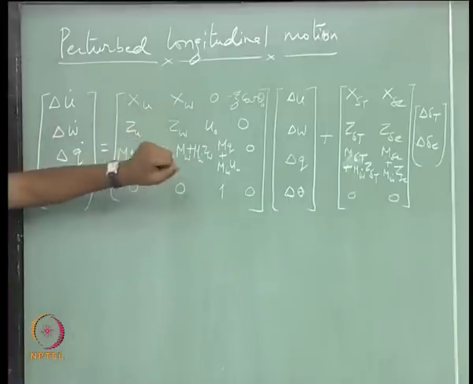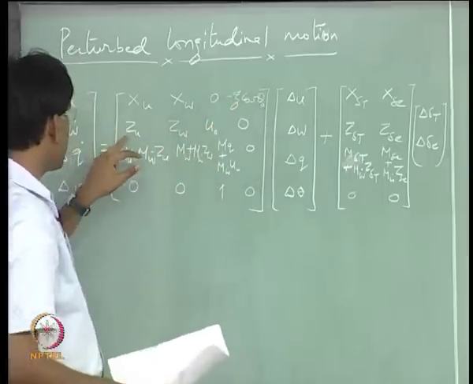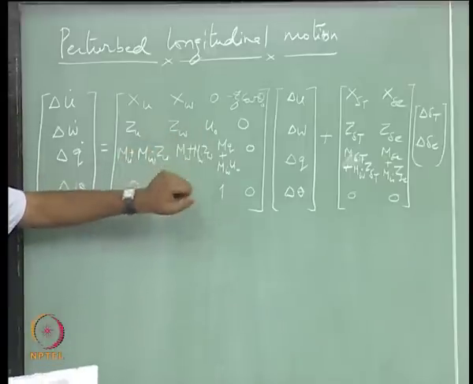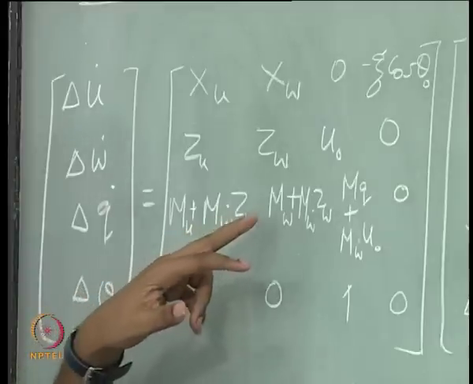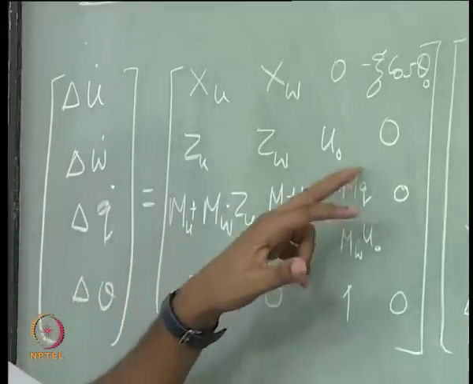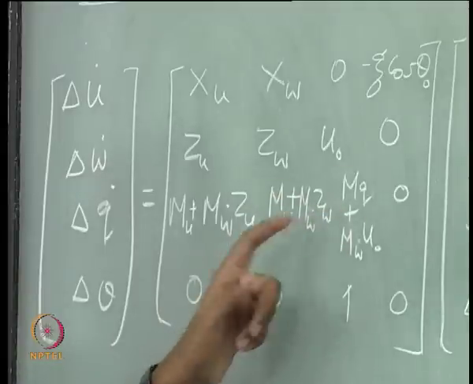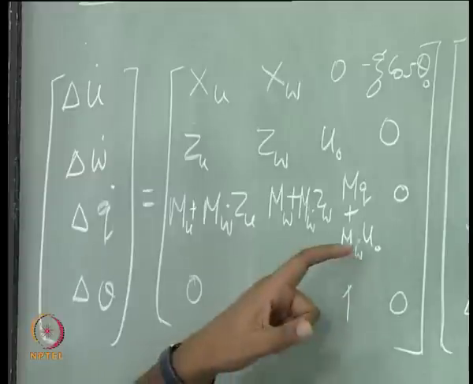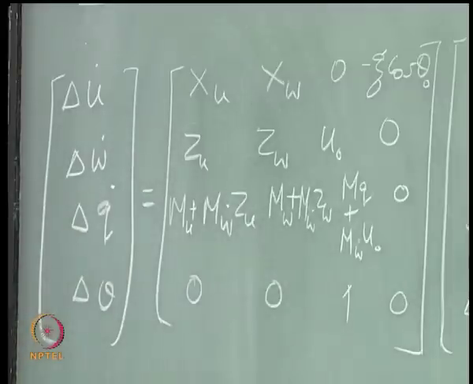X u, x w, 0, minus g cos of theta naught; z u, z w, u naught, 0; m u plus m w dot z u, m w plus m w dot z w, and the third term in this row is m q plus m w dot u naught, 0; 0 0 1 0. Okay.